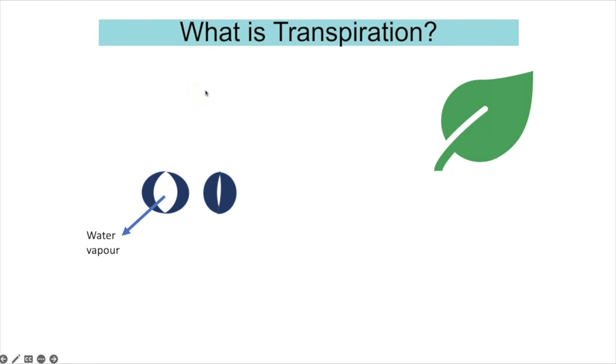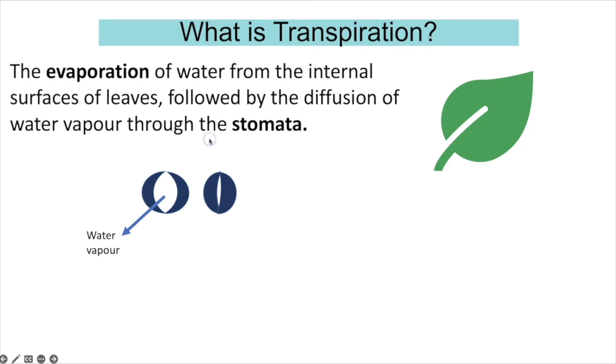So that then leads us on to what is transpiration and how does the plant transport water through the xylem? So we've looked at how the water gets into the roots, how it gets from the roots to the xylem. Now we need to see how it transports through the xylem through the rest of the plant and how it can actually leave the plant. So transpiration is the evaporation of water from the internal surfaces of the leaves, and it's followed by the diffusion of water vapour through the stomata.